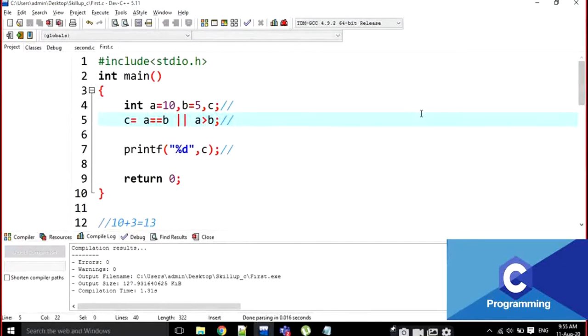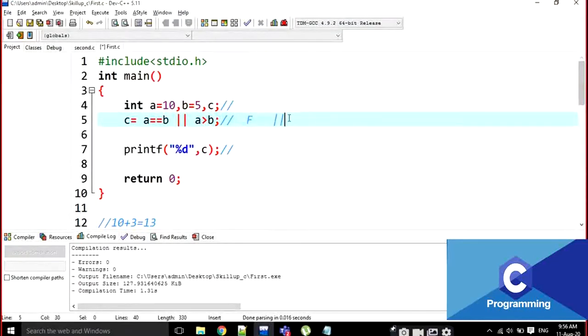This is the logical OR operation. What is the logical OR operation? If any statement is true, then the total statement is true. That's why it checks whether the statement is true. Is 10 equal to 5? No, false, so it is going to be written false.